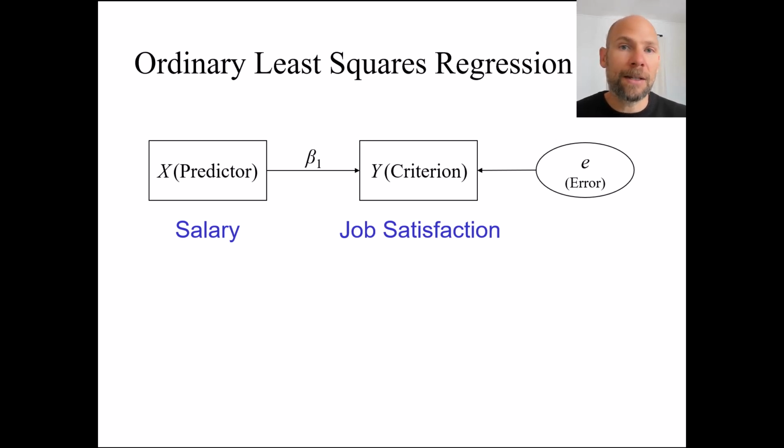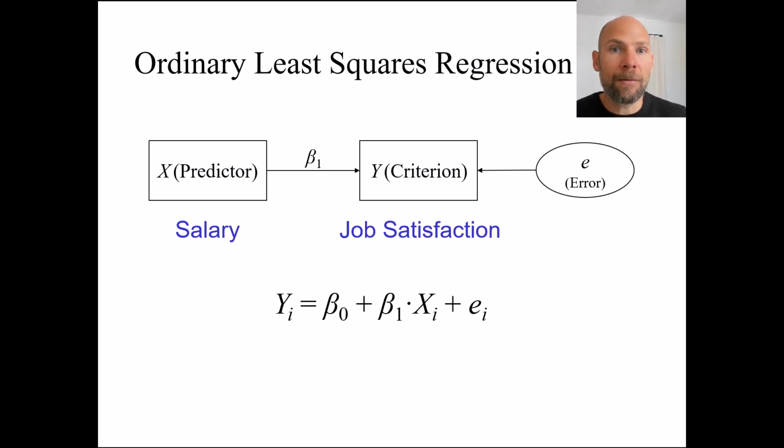You can see in this path diagram there's a coefficient beta 1, a regression slope coefficient that is used to quantify the relationship between x and y. We can also express this ordinary least squares regression in terms of an equation. So this is a linear regression equation. Y is equal to beta 0 plus beta 1 times x plus e.